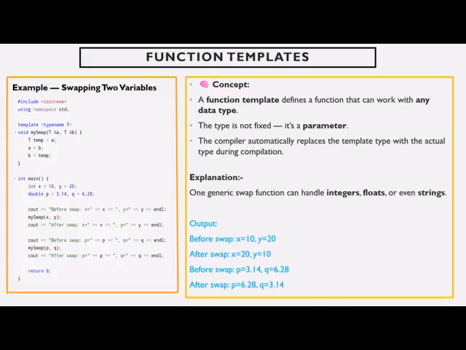Now let's start with function templates. Here's the concept. A function template is just a function blueprint that works for any data type. The type is not fixed. It's a placeholder that the compiler fills in. Here's a template function to swap two variables of any type. We first write the template, then we write the function, and this logic is fixed. So now the compiler automatically replaces the template type with the actual type during compilation.